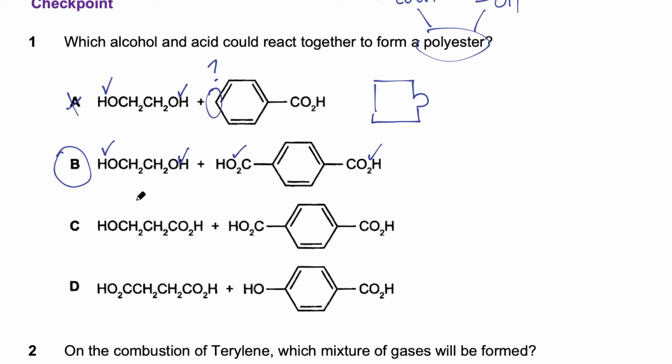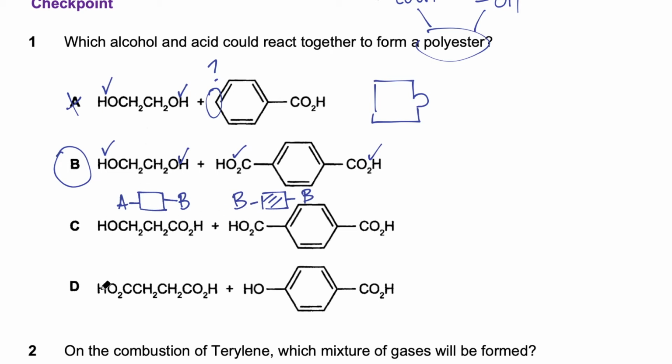Option C, you have a monomer with an alcohol here and an acid here, and the other one contains both of the same one, acid. So there is no way you can keep joining them together. Okay, so again, like previously, the jigsaw would just end there.